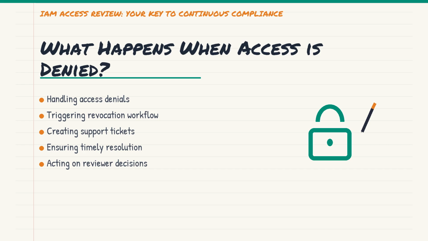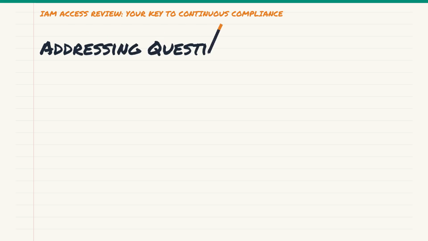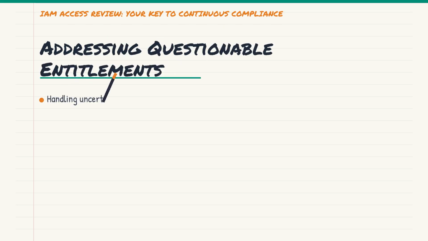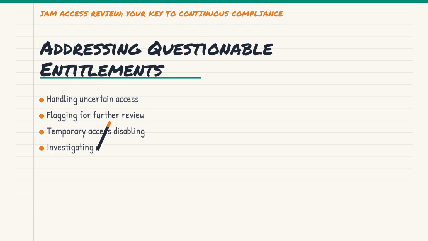We need to ensure that the system has mechanisms to handle these rejections and that there's a clear process for resolution. Sometimes, it's not a clear yes or no, and an entitlement might be questionable.